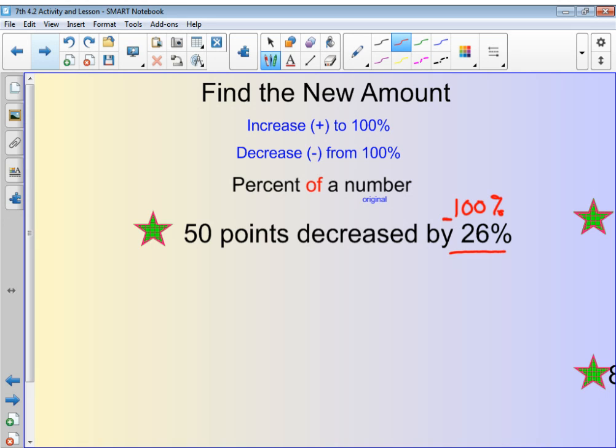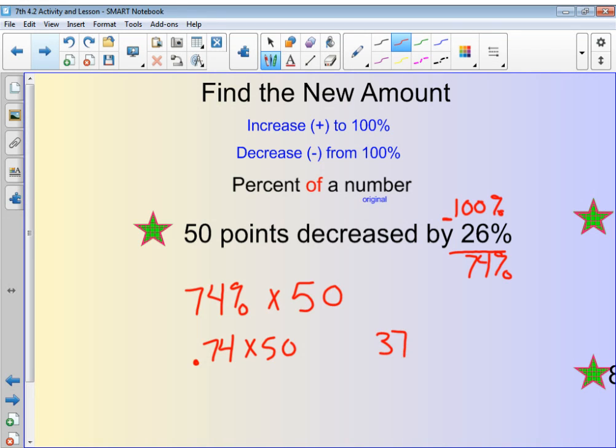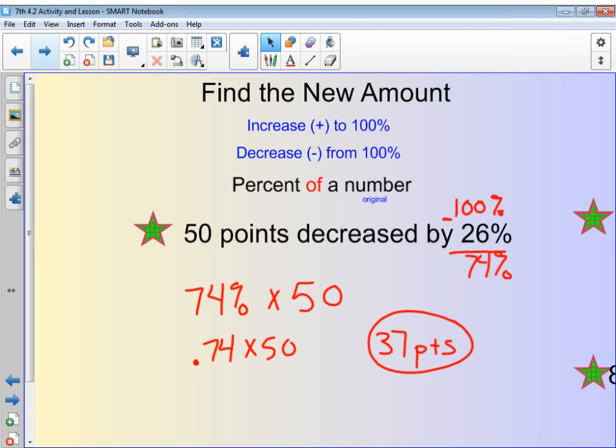So when I subtract between these, I now get 74%. Okay, so I want to find 74% of, so times 50. So it becomes 0.74 times 50. Okay, 0.74 times 50 gives me 37. So if 50 points is decreased by 26, it's now only 37 points. Okay, let's try a couple more of those.